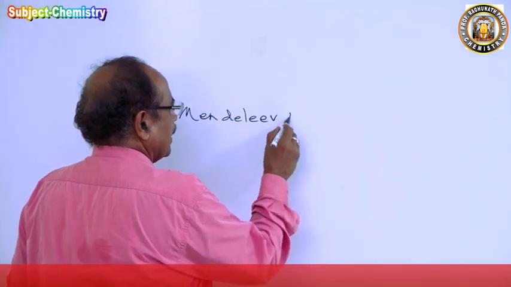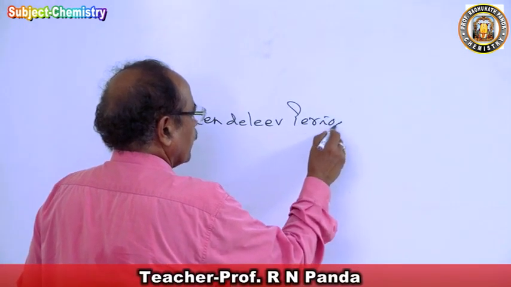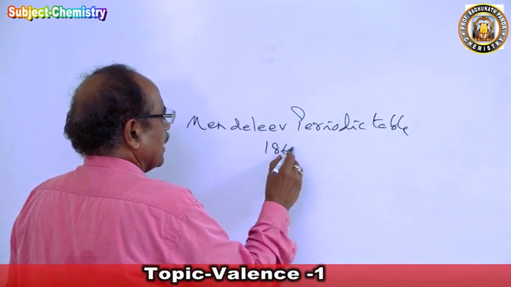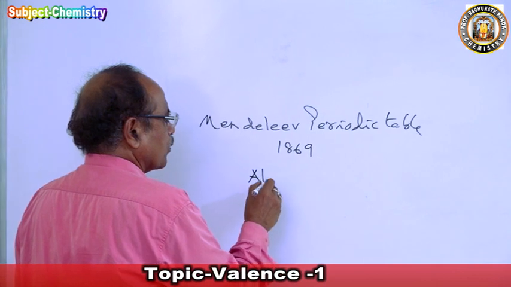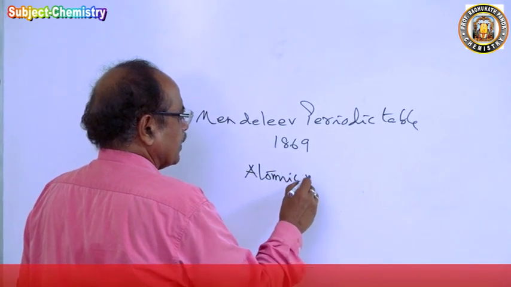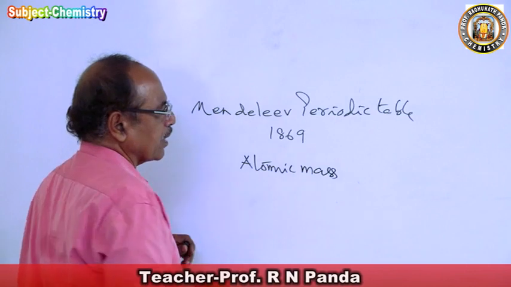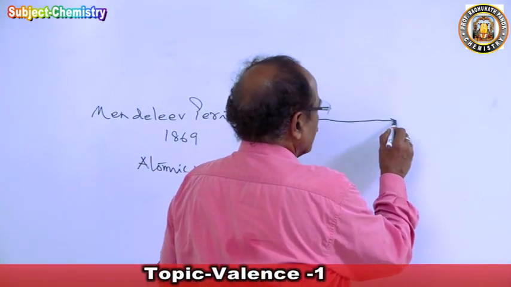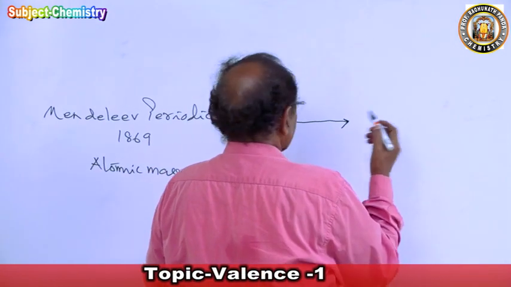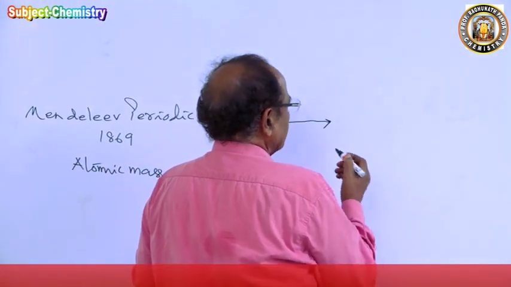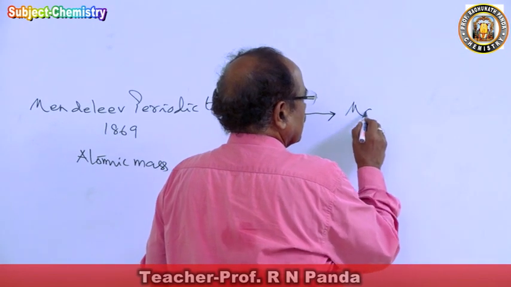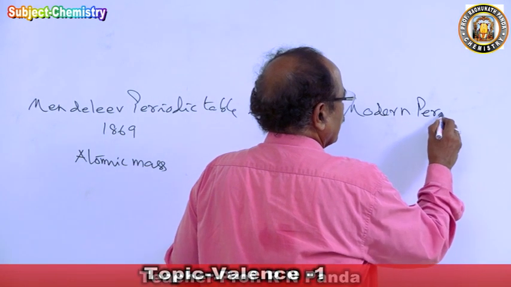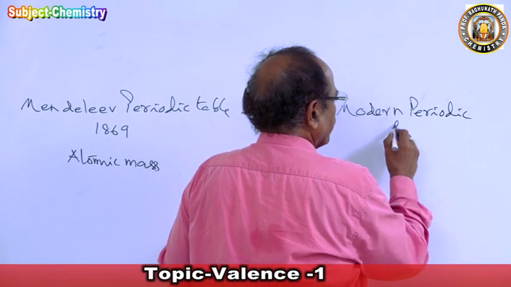Mendeleev's periodic table, in the year 1869, was written according to atomic mass. Atomic mass was taken as the basis for classifying the elements. Then came the discovery of the electron and proton, and then the discovery of atomic number by Moseley. Then the periodic table was recast, and that was called the modern periodic table.